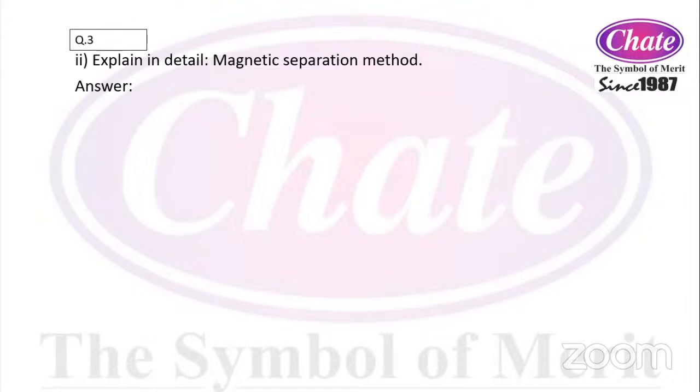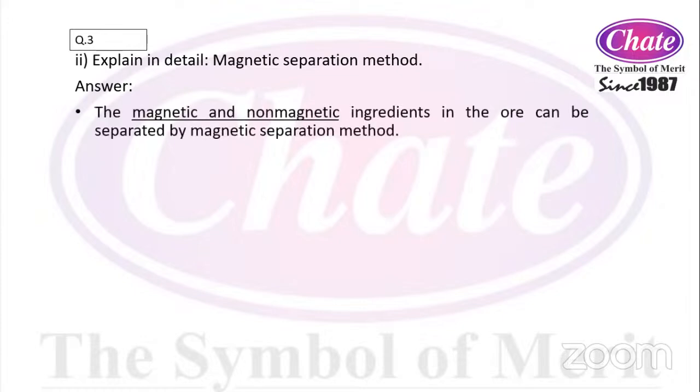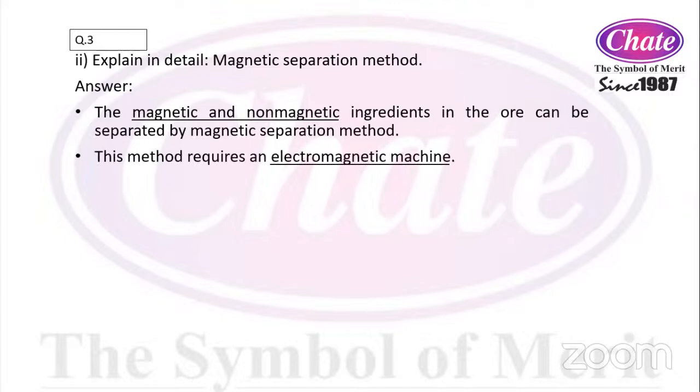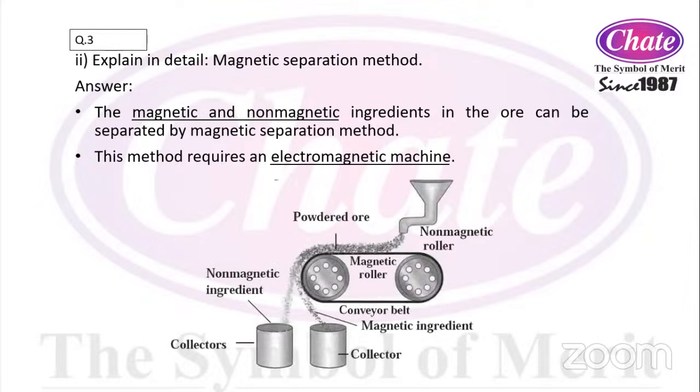Okay, so let's see. The diagram is also important here. So let's see one by one. The magnetic and non-magnetic ingredients in the ore can be separated by magnetic separation method. Next, this method requires an electromagnetic machine. So you can see this is the machine that you can draw in this diagram: the 2 wheels, that means the rollers, the powdered ore, and the 2 collectors for non-magnetic ingredients and the magnetic ingredients.